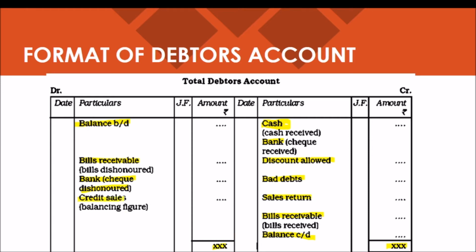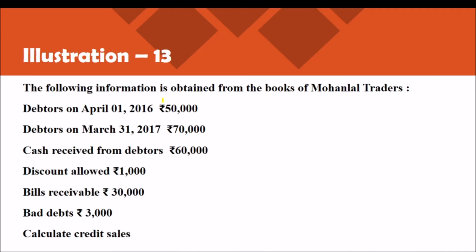Then in the debit side, we will get credit sales balance. Credit purchase balance comes in the credit side. Credit sales balance comes in the debit side of total debtors account. So this is the way to find out the value of credit sales, which is very important for the preparation of trading account. Let us solve one problem.